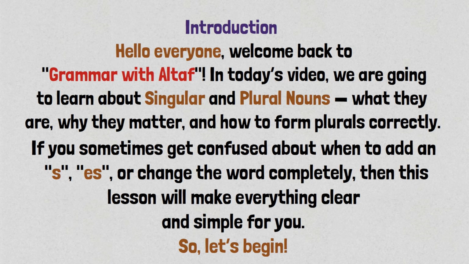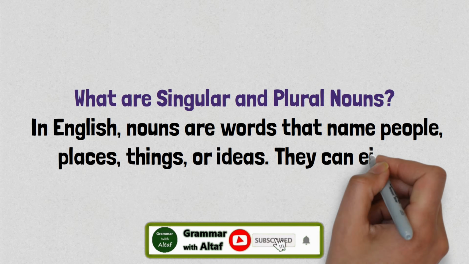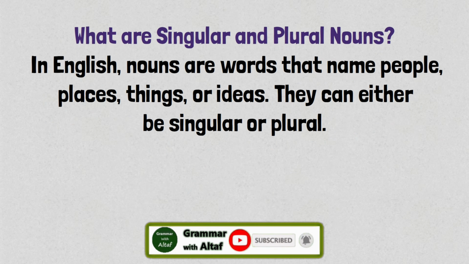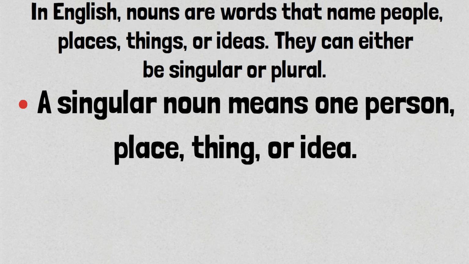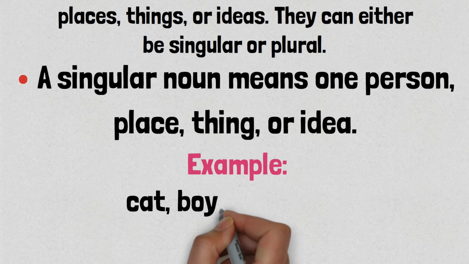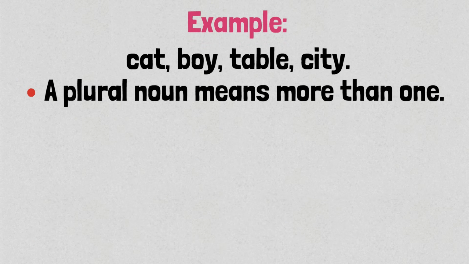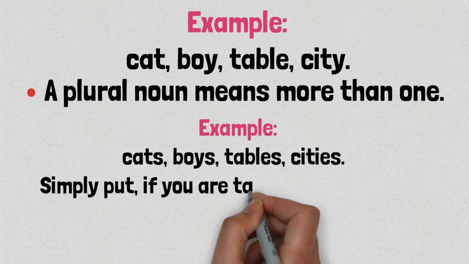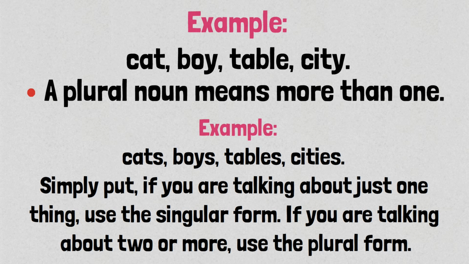So, let's begin. What are singular and plural nouns? In English, nouns are words that name people, places, things, or ideas. They can either be singular or plural. A singular noun means one person, place, thing, or idea. Example: cat, boy, table, city. A plural noun means more than one. Example: cats, boys, tables, cities. Simply put, if you are talking about just one thing, use the singular form. If you are talking about two or more, use the plural form.